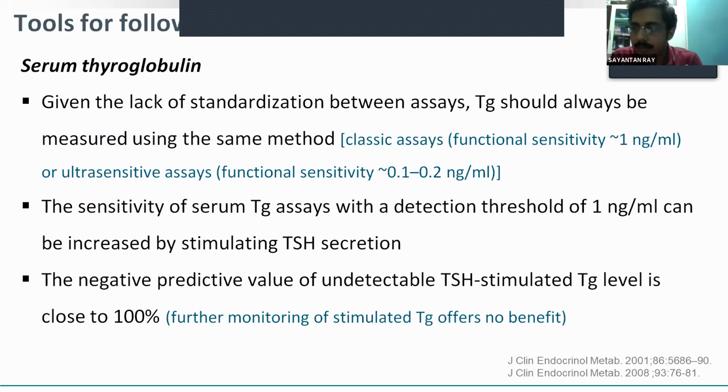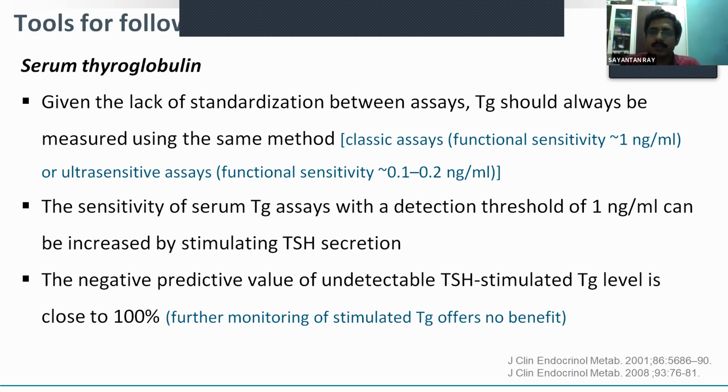So next to discuss a few tools for follow-up. One is serum thyroglobulin, which can be produced by both normal and neoplastic thyrocytes. Given the lack of standardization between assays, thyroglobulin should always be measured using the same method, either a classic assay having a functional sensitivity of 1 nanogram per ml or an ultra-sensitive assay with a functional sensitivity of 0.1 to 0.2 nanogram per ml.